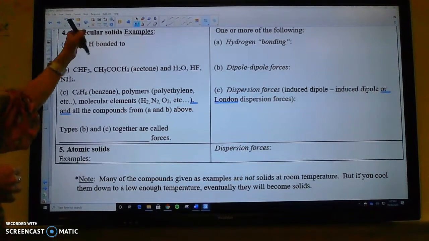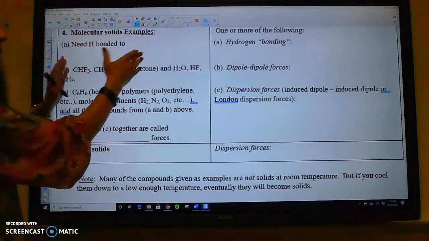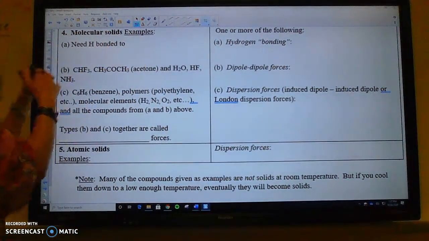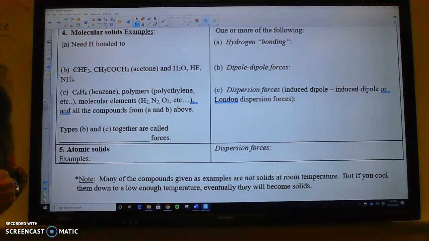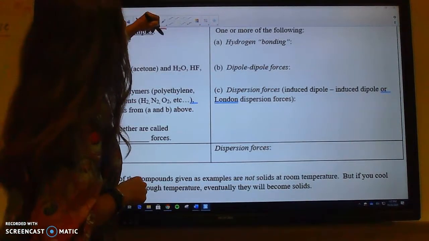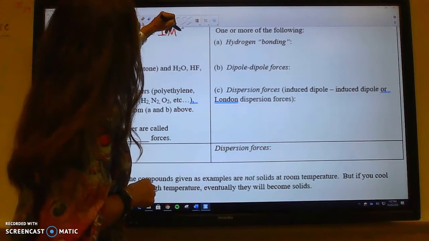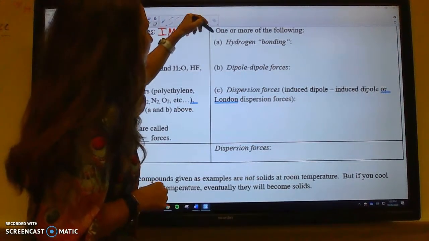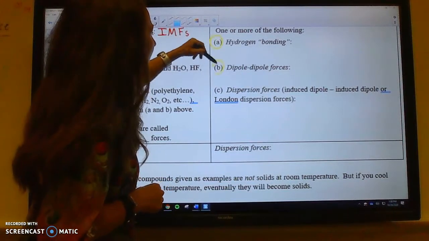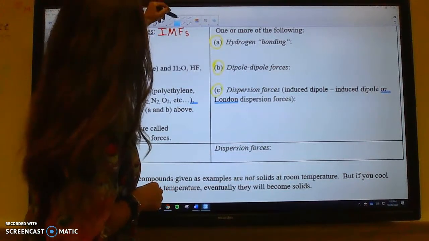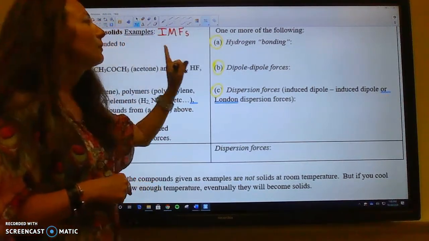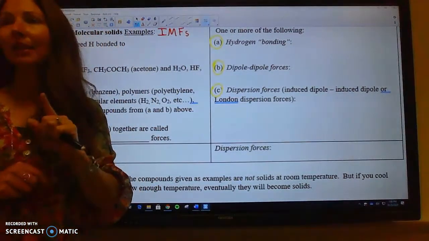So for molecular solids, I would prefer to talk about the type of intermolecular force and then talk about how to recognize it. Okay, so the molecular solids, these are all intermolecular forces. I'm just going to write IMFs, but the three types of IMFs are listed here, here, and here. Okay, so for the IMFs, the first one is hydrogen bonding.